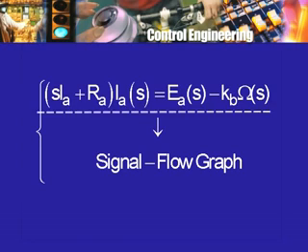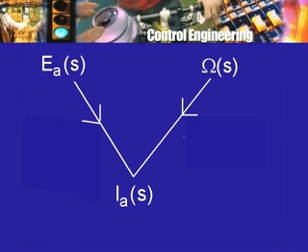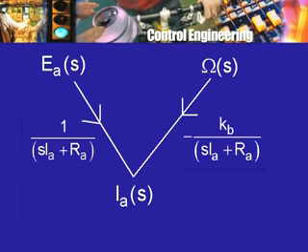So this is the equation I have, and now I am going to divide both sides by S L A plus R A to express I A, and therefore I A will be given by E A. There will be an arrow going from E A to I A of s, and that will have a gain of 1 by S L A plus R A, and there will be an arrow from omega to I A of s, and that will have a gain of minus K B divided by S L A plus R A. So these two arrows represent the EMF equation or the voltage equation after the Laplace transformation.